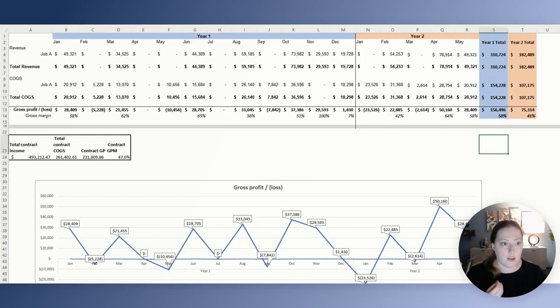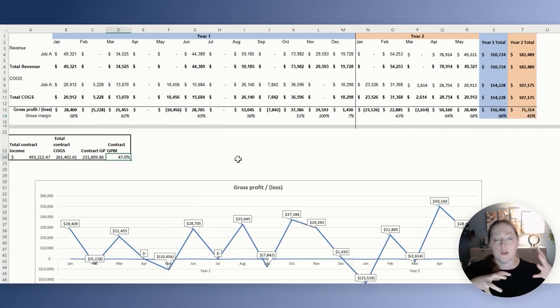So what you're going to see here is that if we did not make this work in progress adjustment, in year one our gross margin is at 50%, but in year two, it's at 41%. This also doesn't make sense. How is this possible when the gross margin on the job is at 47%? How did we make 50% in year one, and then in year two, we made less, at 41%, when the job is at 47%?